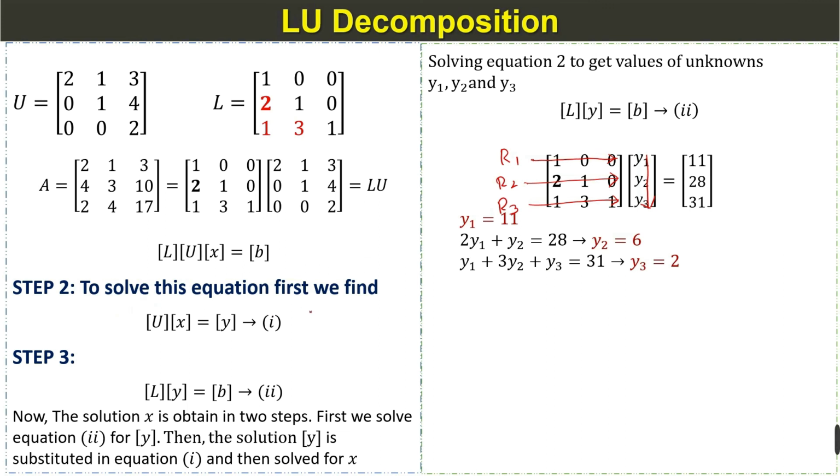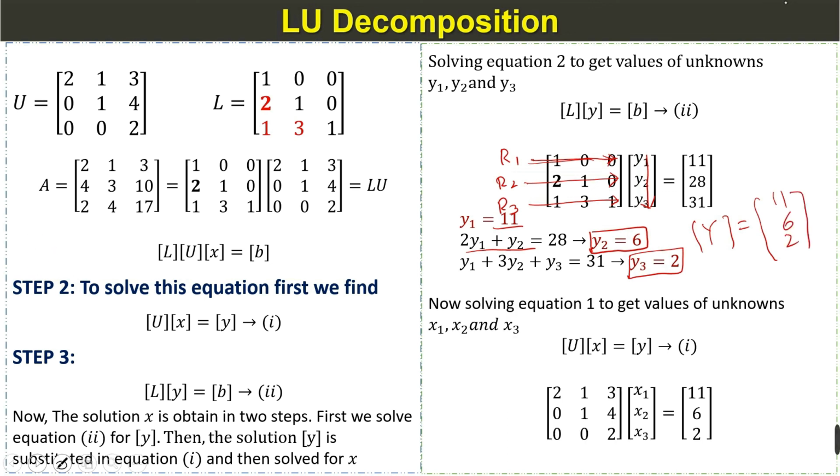After multiplying the first row with the matrix y, we get the value y1 is equal to 11. Similarly, we get the value of y2, which is equal to 6. And after simplification, when we multiply row 3 with the matrix y, we get the value of y3. So now we have the value of the matrix y, and now we substitute this matrix into equation 1 to find the values of x.